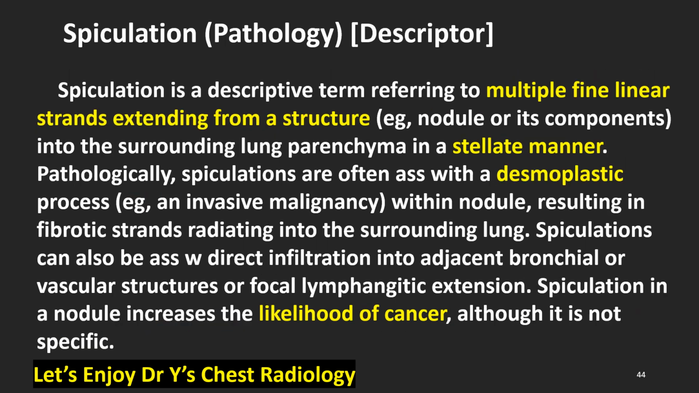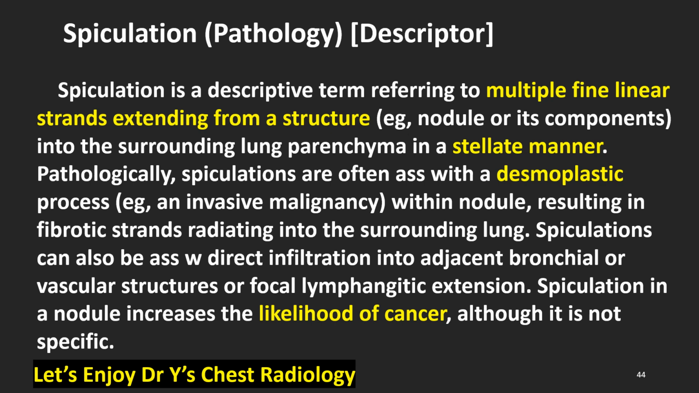Spiculation, pathology, descriptor. Spiculation is a descriptive term referring to multiple fine linear strands extending from a structure, for example, a nodule or its component, into the surrounding lung parenchyma in a stellate manner. Pathologically, spiculations are often associated with a desmoplastic process, for example, an invasive malignancy within a nodule resulting in fibrotic strands radiating into the surrounding lung.